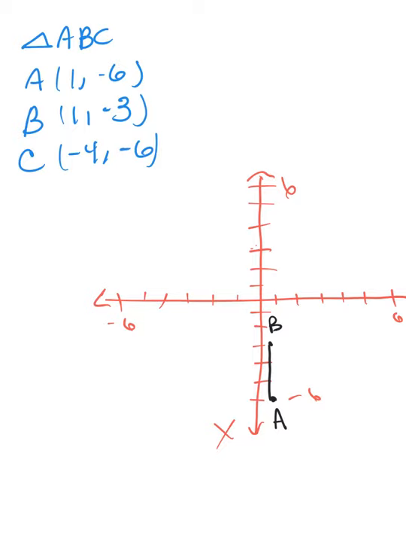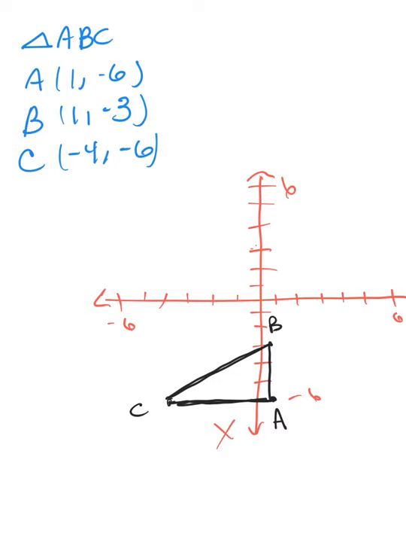Now, I'm going to look at C, (negative 4, negative 6). And again, I have a horizontal length, so I can just find the difference and take the absolute value. It's BC that's difficult. I have to plug into the distance formula.